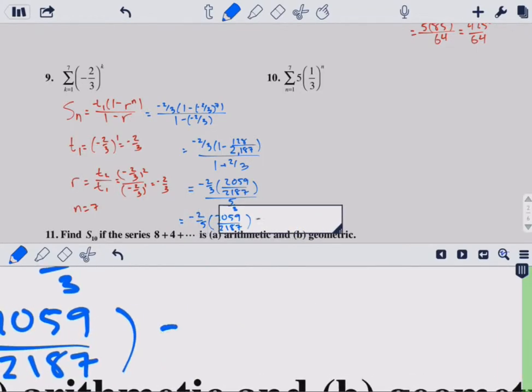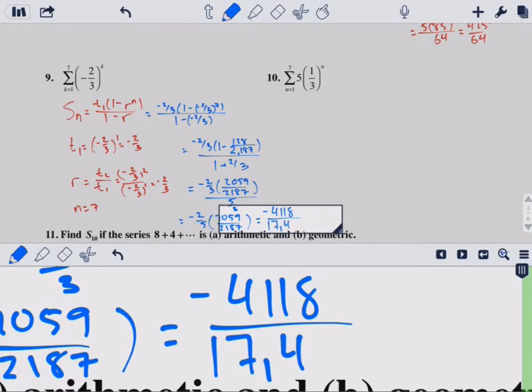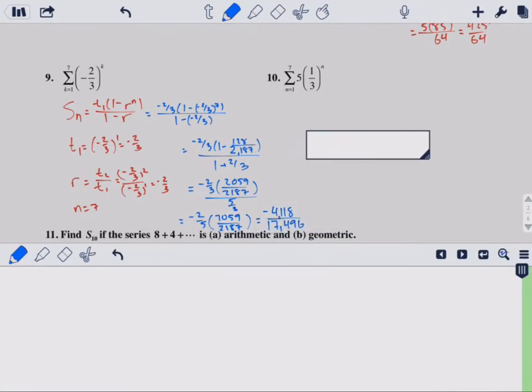Okay, so we get 4118 over 5 times 2187. 5 times 2187 is 17,496. Okay, again, you can do that in decimal. Not going to hurt my feelings.